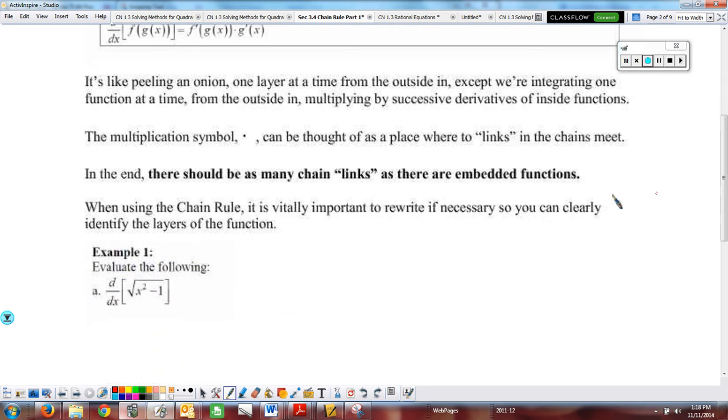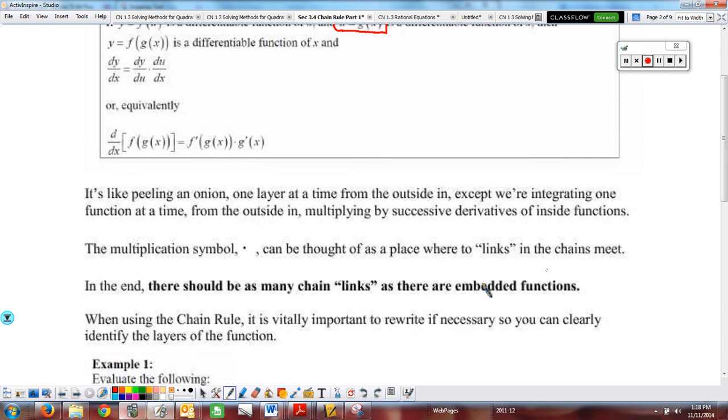And you do want to think about this like you're peeling an onion. You're going to go one layer at a time. You can either work from the inside out or the outside in. I kind of like to identify the inside function, find its rate, and then work my way to the outside function. So there are different ways that you can look at it. And it's called the chain rule because there are as many links as there are embedded functions. Because this would be link number 1, this would be link number 2, because you had 2 functions that you were composing.